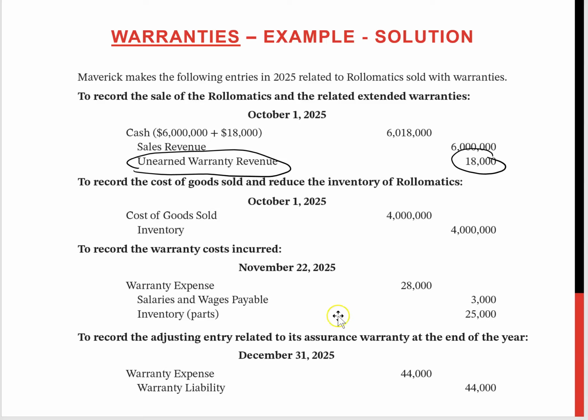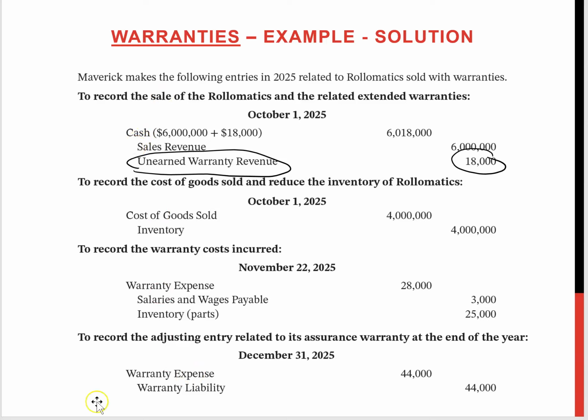Now here, at the end of the year, they estimated that they have to pay more assurance warranty. So they estimated that will be $44,000. So they will debit warranty expense 44,000, and they will credit warranty liabilities 44,000, because these warranties are related to the products they recorded this year as sales revenues.